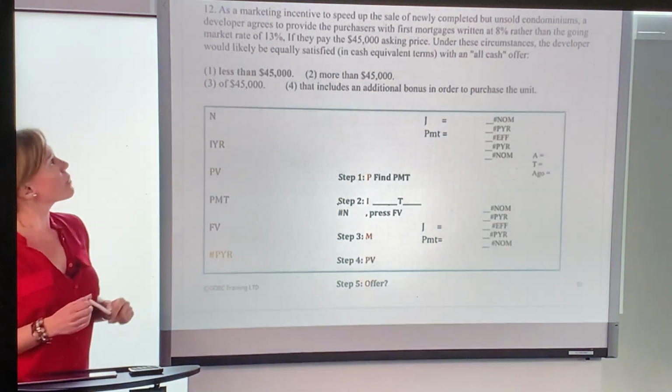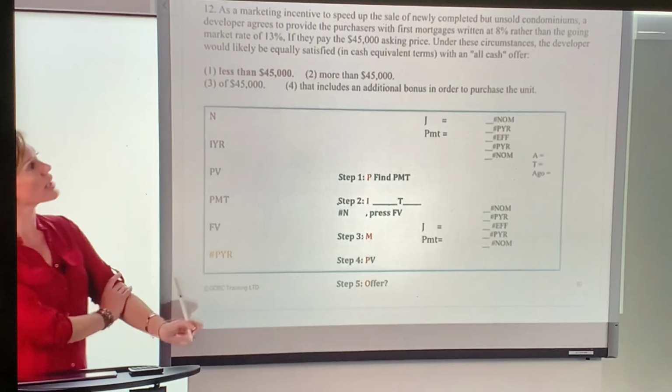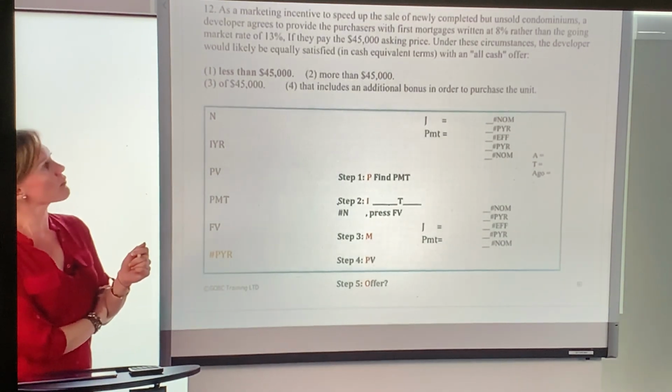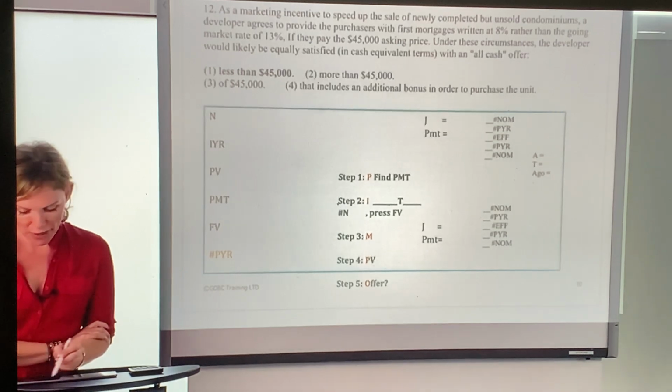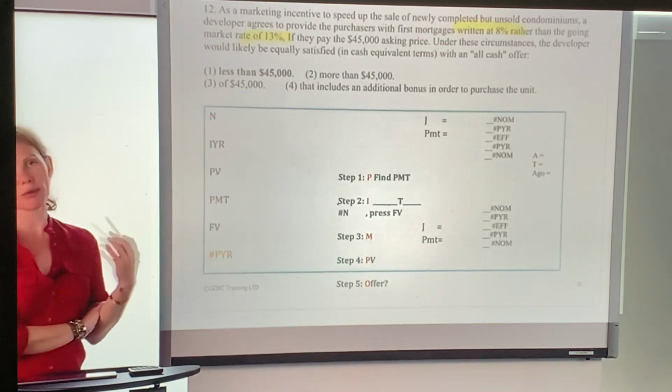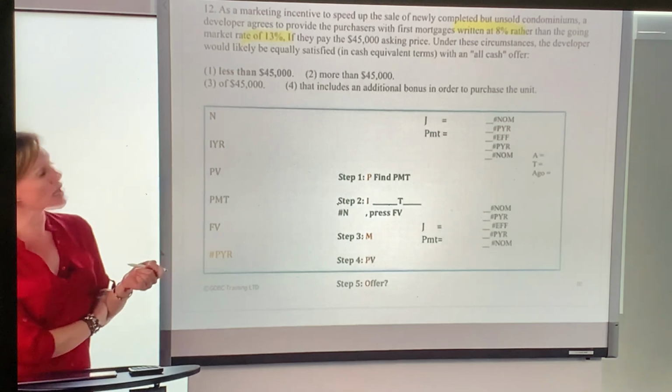Question 12. A marketing incentive to speed up a sale of newly completed but unsold condominiums. Developer agrees to provide a purchaser with the first mortgage rate at 8% rather than going to the market rate, which is 13%. So developer wants to help you out. He gives a better rate. If they pay 45,000 asking price.